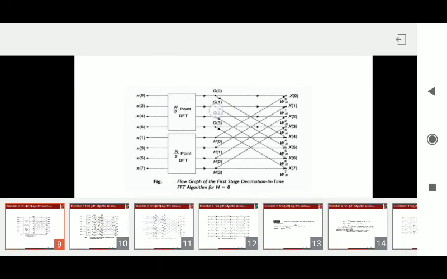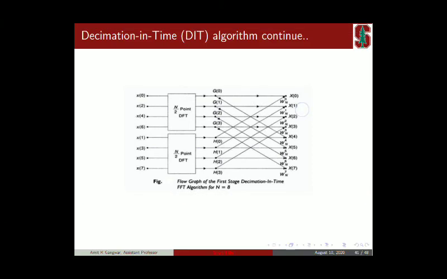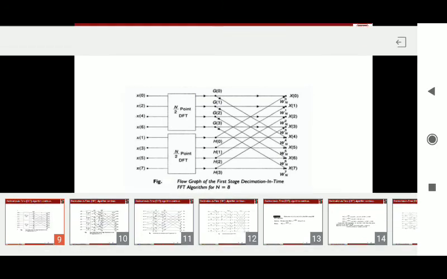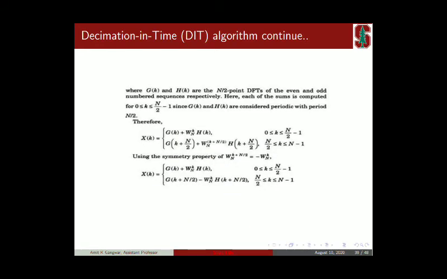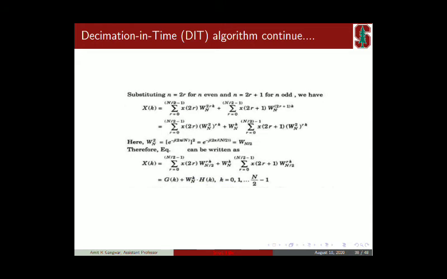X0 is equal to g0, and one arrow is coming from h0. So x0 is nothing but the summation of g0 plus h0. The point at a node is nothing but the summation of two values. So if you put k equal to 0 here, then you can see g0 and W_N^k to the power 0, so it becomes 1, and h_k. Similarly we put 1 2 3 4 like this.